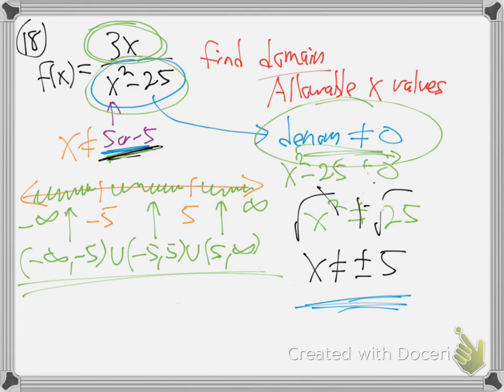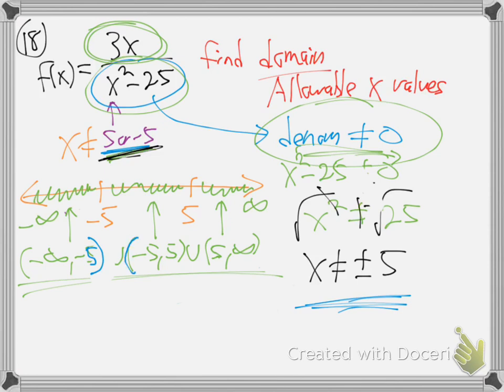Everybody good with that? That's why, if I put a bracket there, that would be wrong, because a bracket would be right on the number, and we can't do that. We can't be right on that negative 5. That's specifically why I said it's got to be parenthesis. You're around the negative 5.